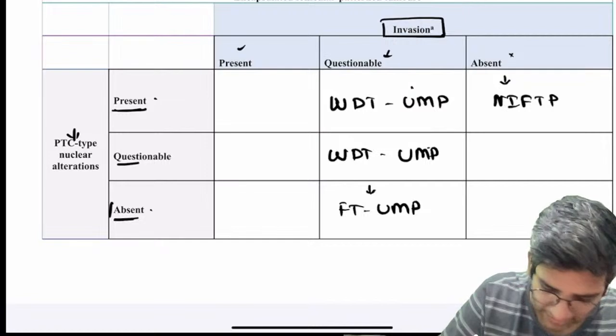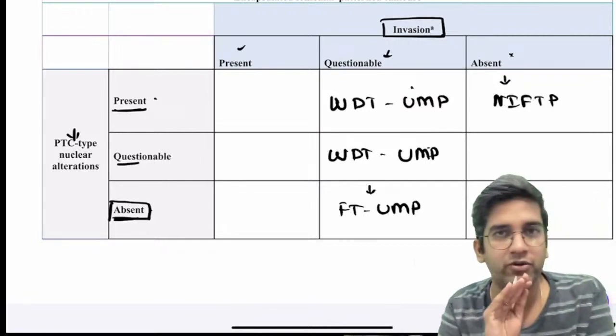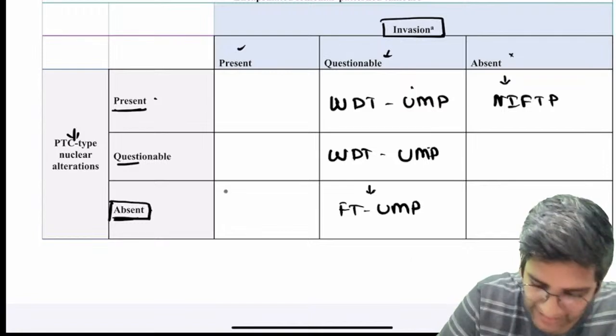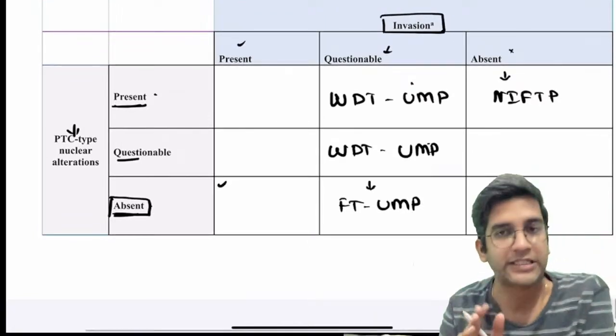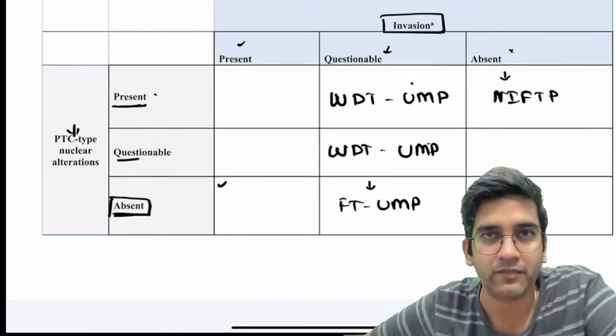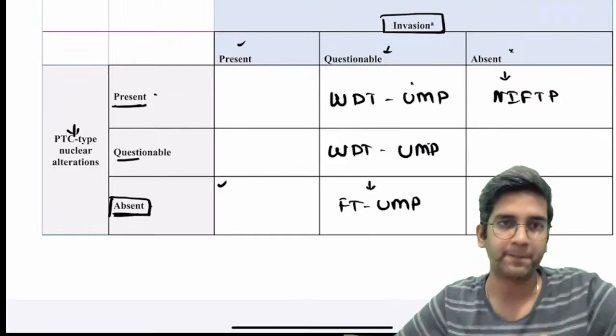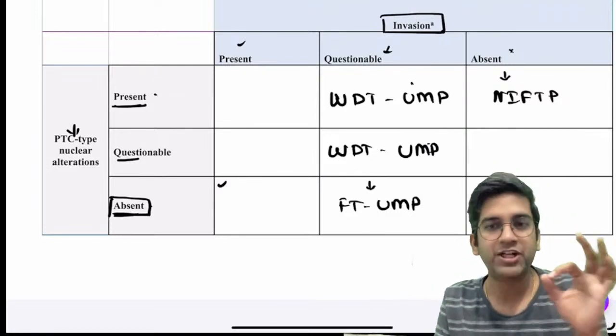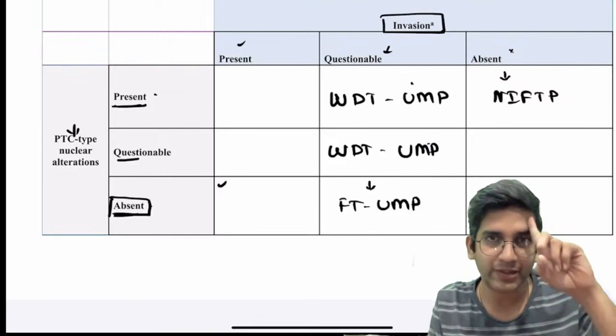Now let's say I have an absent nuclear feature of PTC, and I have a capsular invasion present. Who will come here? It's very simple. Everyone, I want you guys to comment. It's easy. I have an invasion present, only one diagnosis.